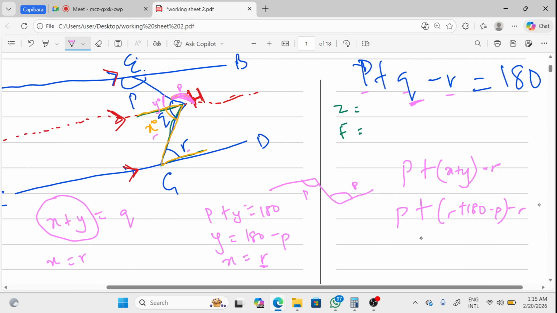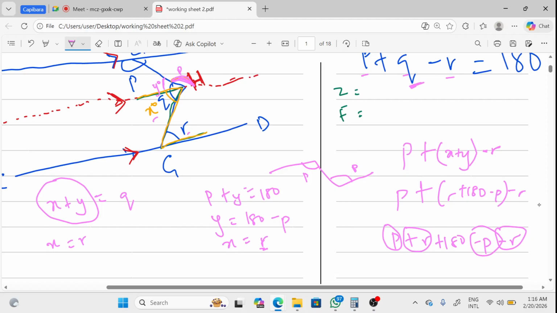So let's look at this. Can I have it to be equal to 180? If I open that bracket, I'll be having P plus R plus 180 minus P, then minus R. So similarly, look at it. This is plus R, this is minus R, this is minus P, this is plus P. So in what I've written out now, what do you think is the value? Have I been able to prove it?